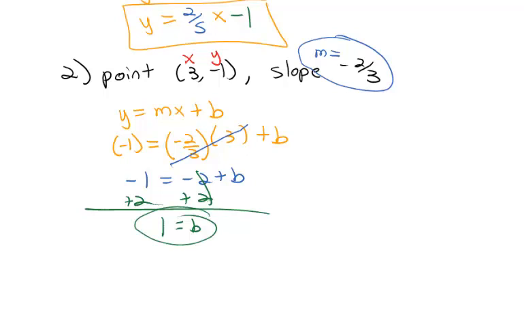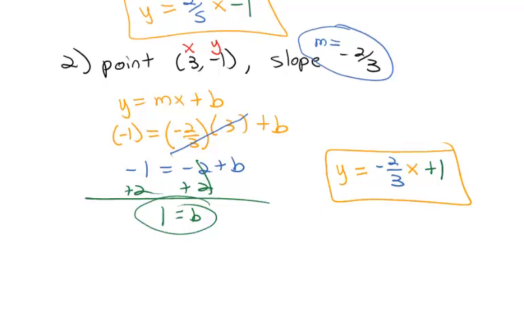So now we're ready to make our full equation. y equals m, my slope, which is -2/3, times x plus b, which in this case we found is 1. So our equation of our line is y equals -2/3 x plus 1. In this problem, we were still able to find the equation of the line, even though we weren't told the y-intercept.